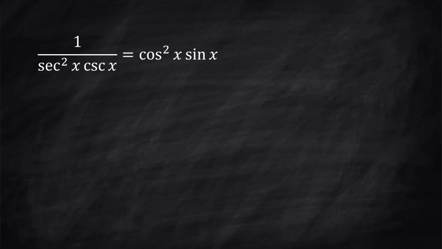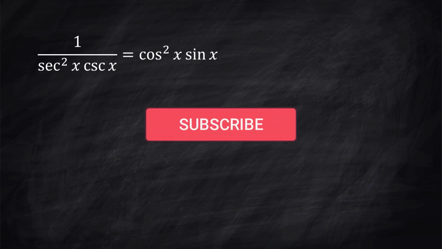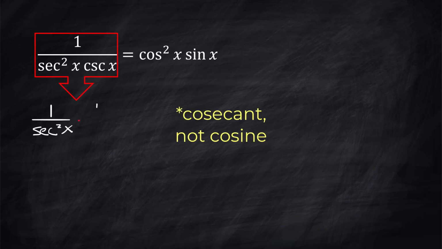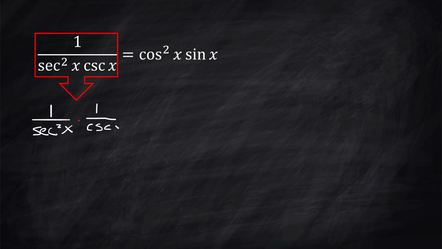This one looks a little more intimidating. Same attack strategy. Turn everything into cosines and sines, but at the very beginning, what I'm going to do with this first one is split that one fraction up into two fractions multiplied together. So I have 1 over secant squared x times 1 over cosecant x, because 1 times 1 is 1, breaking it up into two smaller pieces. Makes it easier to work with.